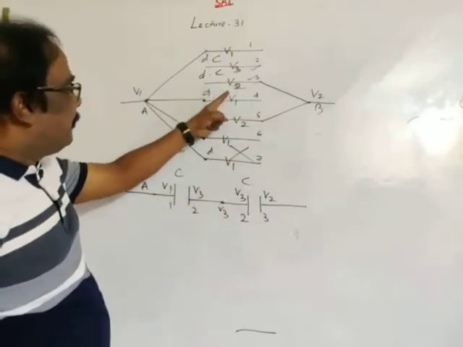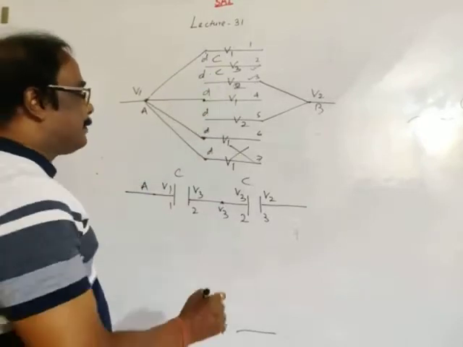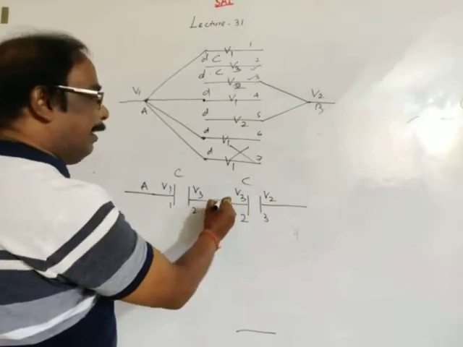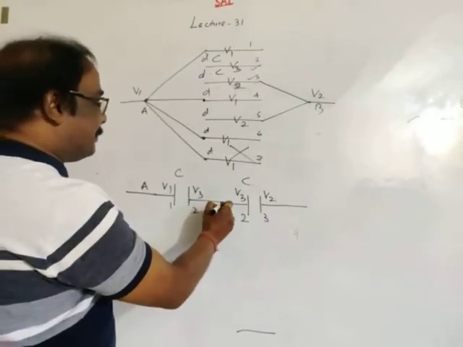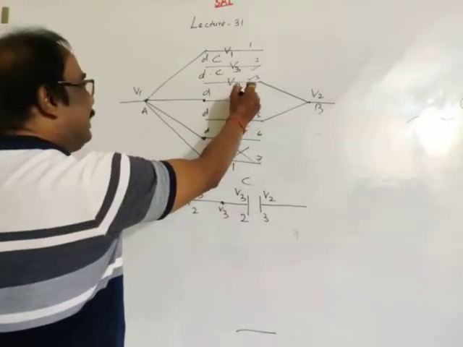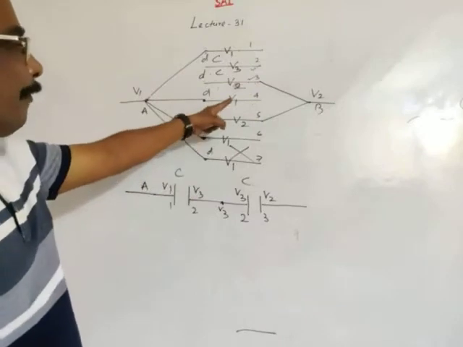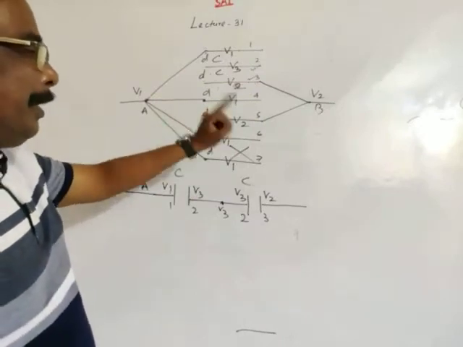Then the potential between 3 and 4. See, this potential is V3, that means plate 3, again we will use plate 3. And this plate 4 is at potential V4.